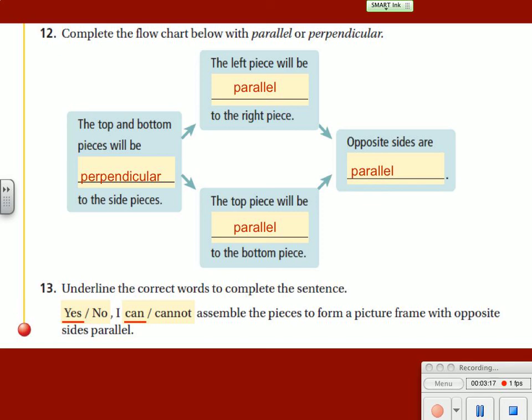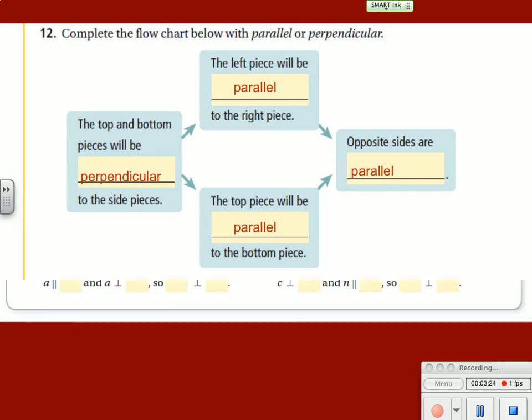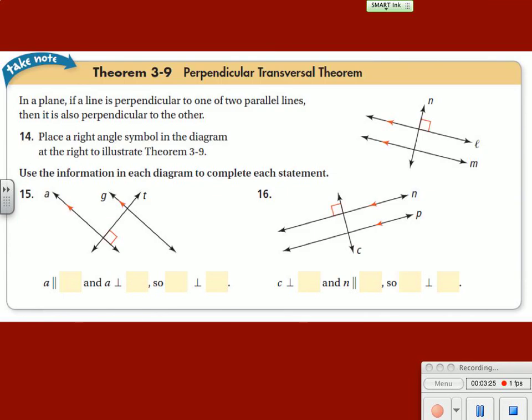All right, now we're going to look at the perpendicular transversal theorem. In a plane, if a line is perpendicular to one of two parallel lines, then it is also perpendicular to the other. It's common sense. If you have two parallel lines, and a transversal perpendicular going through them, it's going to be perpendicular to both lines.